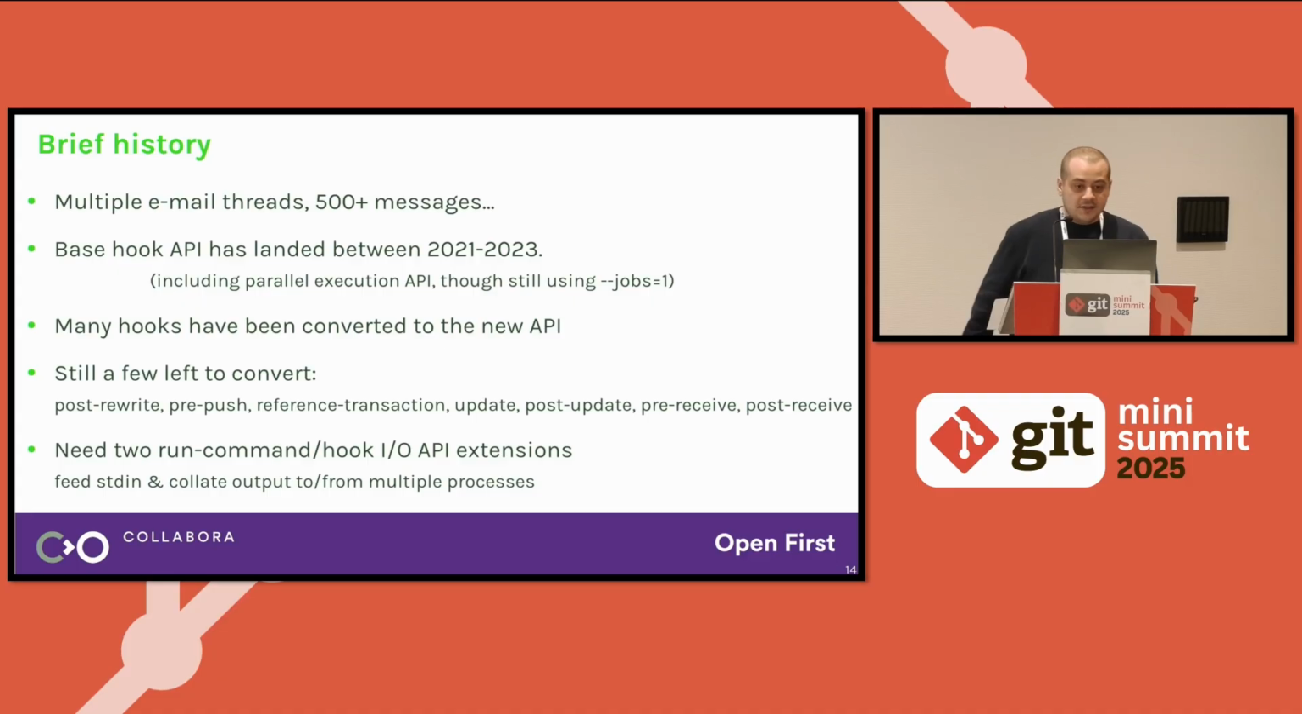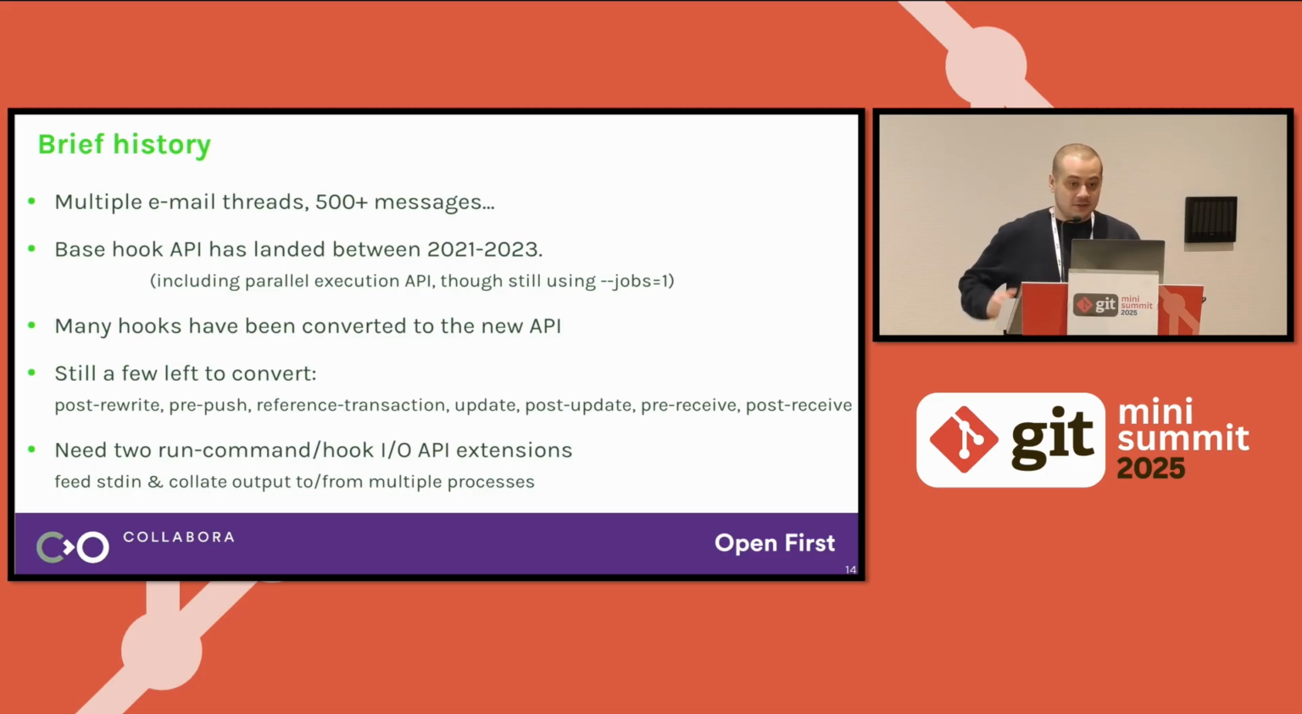Now, this has been long running. There was a thread with over 500 messages with many patches, which I went through, and my head was spinning at the time, but I managed to understand everything there. Or almost everything. And we have the base hook API, which has landed. So that was nice. That API is already parallel by design.